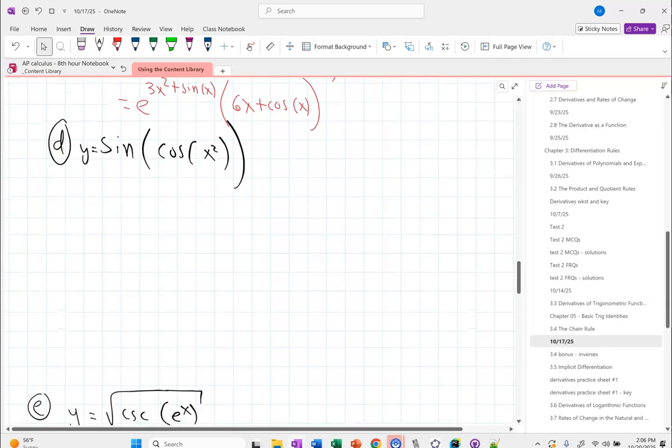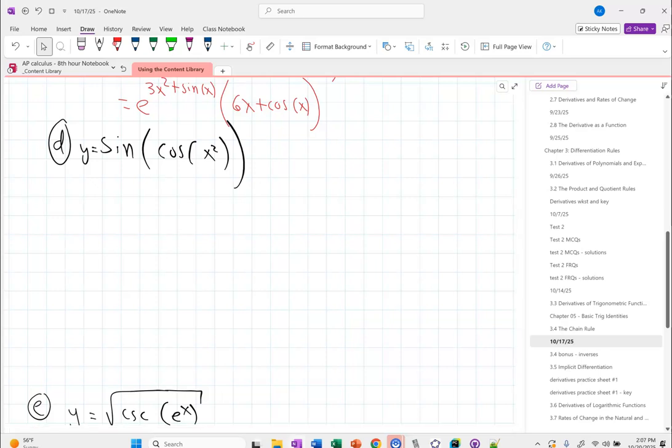Clock's still going at it. Difficulty notch increasing by one. You see two compositions. Good. What is the outer? And the inner is? And where's the second composition? Okay. The outer on that is cosine of x. And the inner is? Yep.